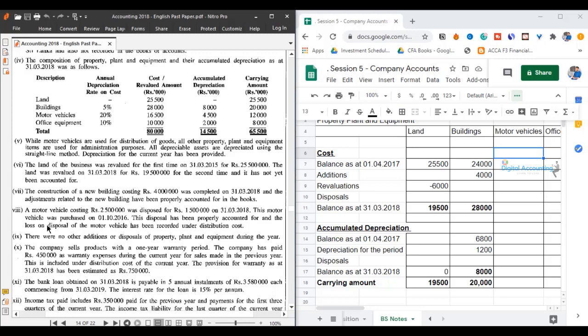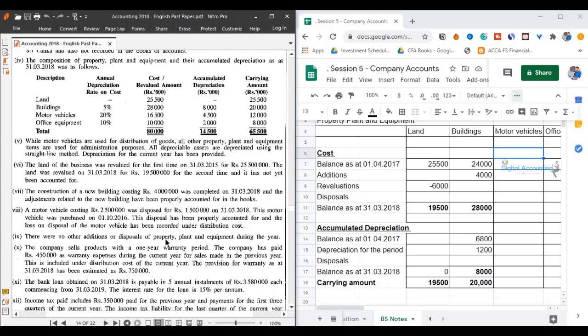Because the question itself says the disposal has been properly accounted for and the loss on disposal of the motor vehicle has been recorded under distribution cost. So meaning to say, we cannot record the disposal of the motor vehicle in the distribution cost. If we had disposal income, we need to record it under other income. So a disposal loss also should be recorded under the other expenses of the company. So we need to calculate the disposal loss, reduce that from the distribution expenses, and shift it to other expenses.